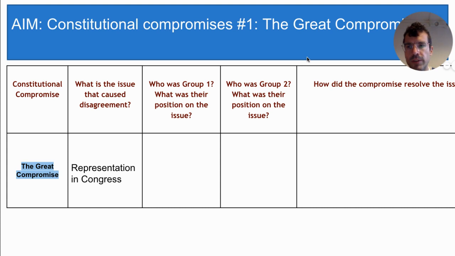The first compromise we're going to discuss is called the Great Compromise. Please take a look at your handout. The issue that led to the Great Compromise was the representation of states in Congress. Take a moment to fill that in. You just learned about representation in class, and the important thing to remember here is that more votes in Congress means more power for each state.